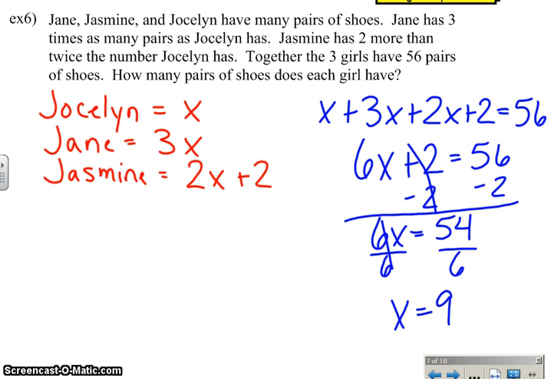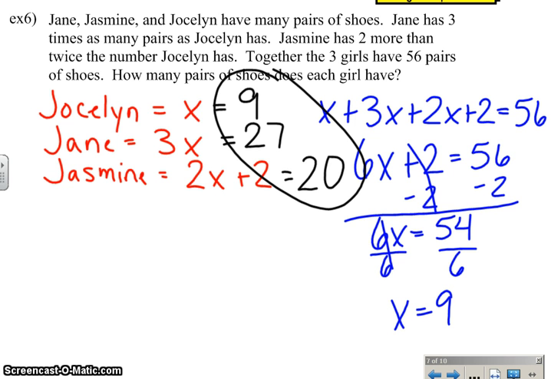So from here, now we need to answer the question fully. It's asking how many pairs of shoes does each girl have? Well, we've got an answer, x is 9, and I see Jocelyn is my x. So Jocelyn has 9 pairs of shoes. Jane has 3 times that amount, which would be 27. And Jasmine has 2 more than twice the amount. Twice the amount is 18, plus 2 more gives Jasmine 20 pairs of shoes. So we have our answer to the question.